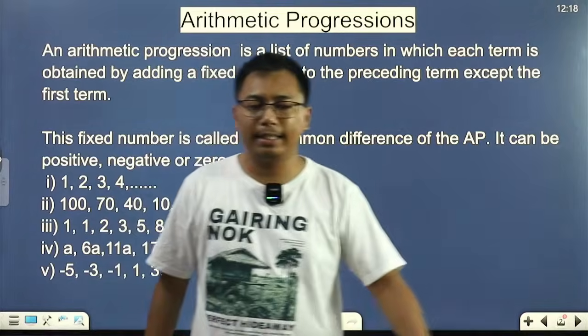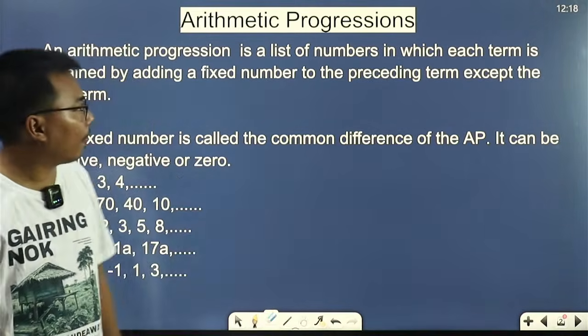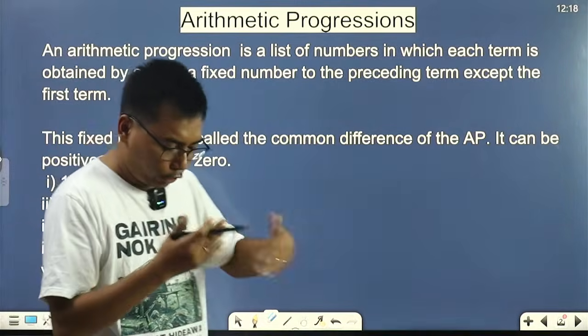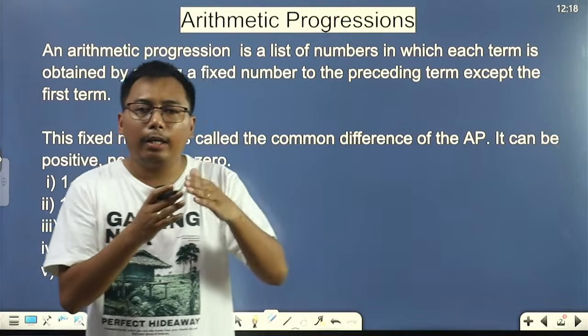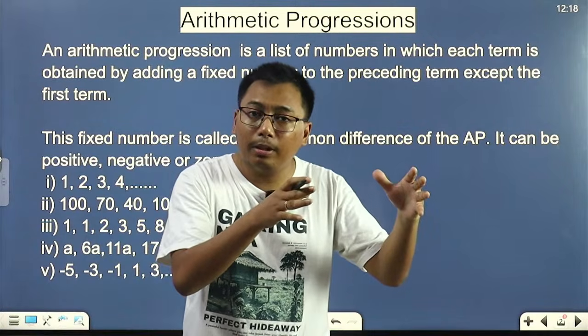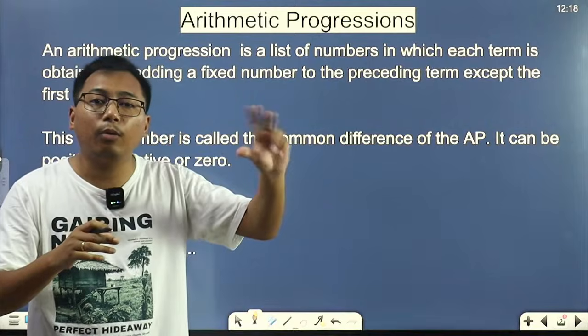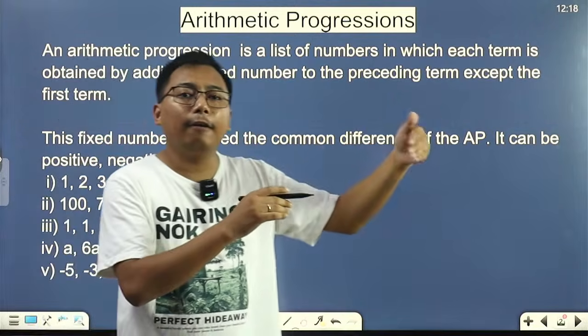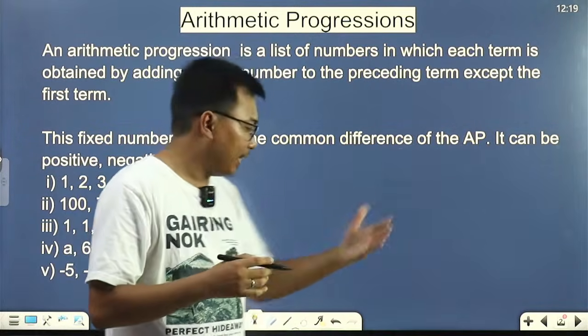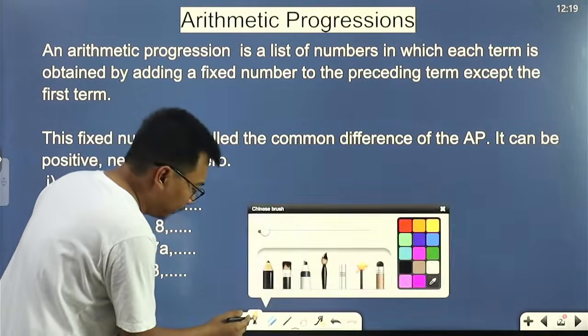I think now you understand what an AP is, right? In short, an AP is a given list of numbers in which each term is obtained by adding a fixed number. Or in general, one more thing.